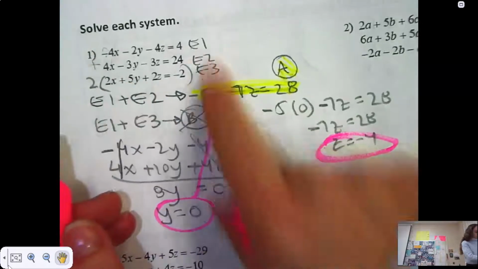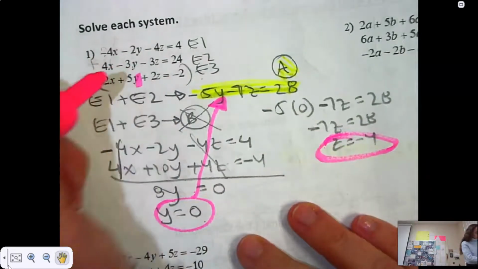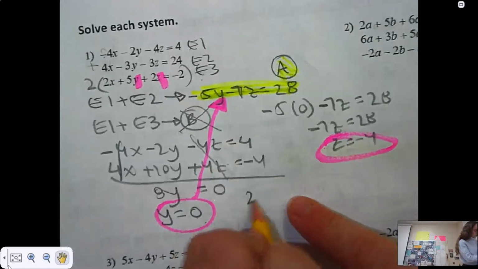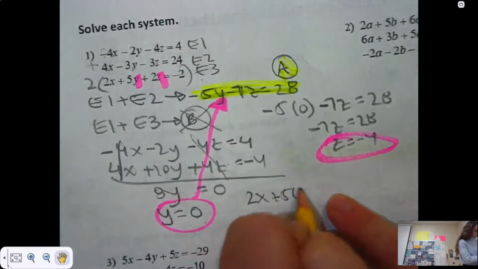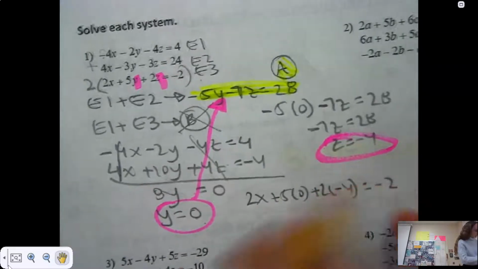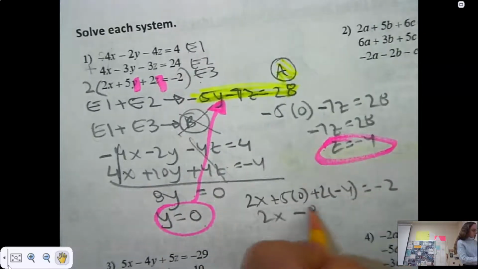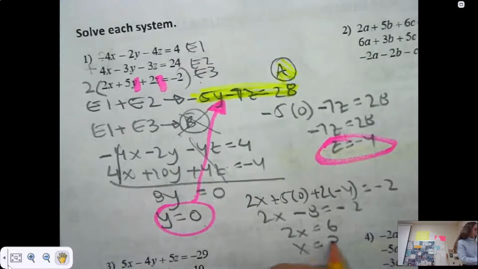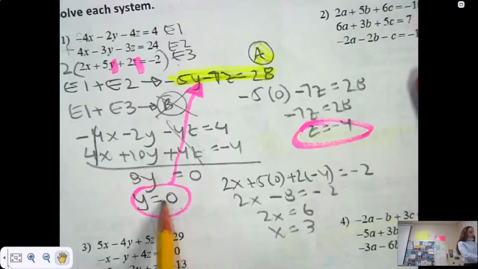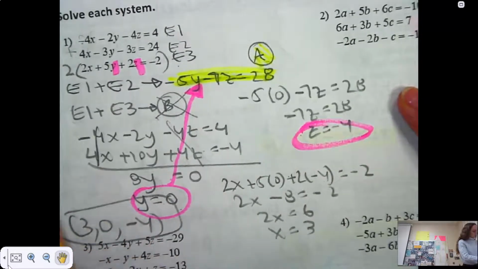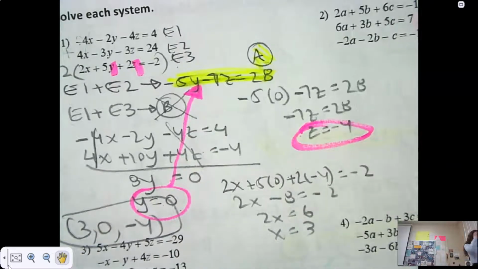And I'm going to pick this one because it's got a lot of positives. So I'm going to plug in 0 there. And I'm going to plug negative 4 in there. So I'm going to go 2x plus 5 times 0 plus 2 times negative 4 equals negative 2. 2x minus 8 equals negative 2. 2x equals 6. X equals 3. Now that I got my x, my y, my z, my final answer is 3, 0, negative 4. Okay?